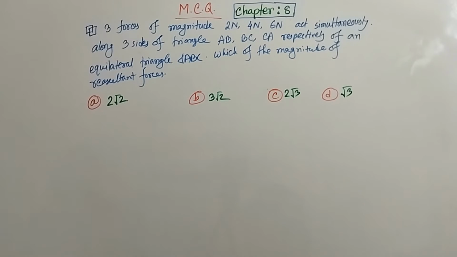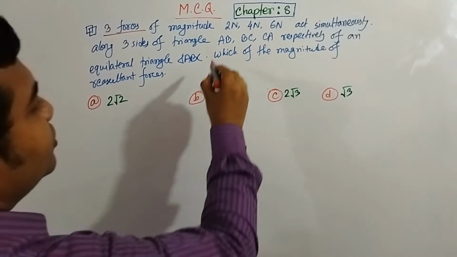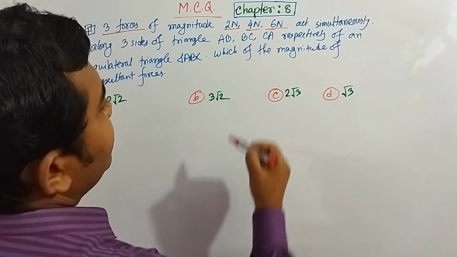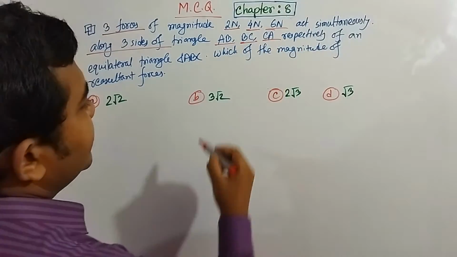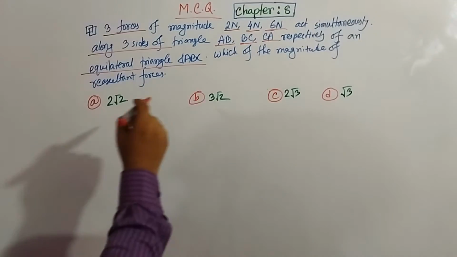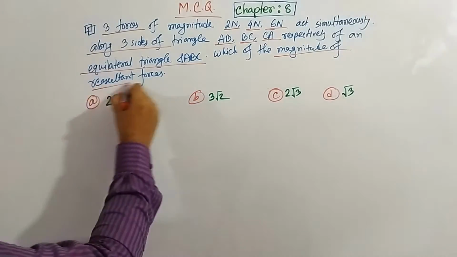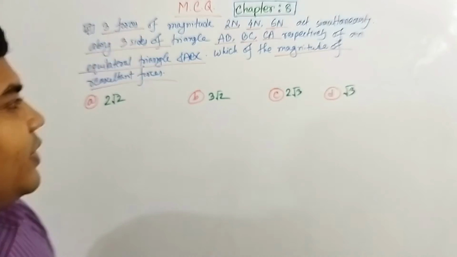So dear students, this math is a very interesting math in this section. Here the question says three forces of magnitude 2 Newton, 4 Newton, 6 Newton act simultaneously along three sides AB, BC and CA, respectively, of the equilateral triangle ABC. What is the magnitude of the resultant force? So we need to find out the magnitude of the resultant force.